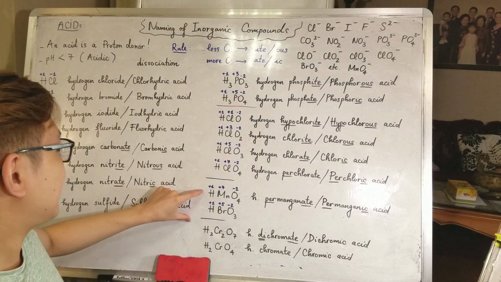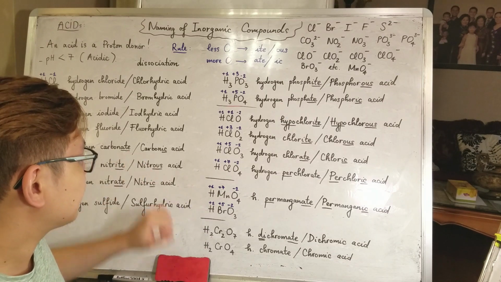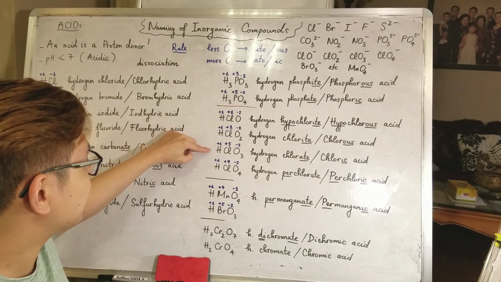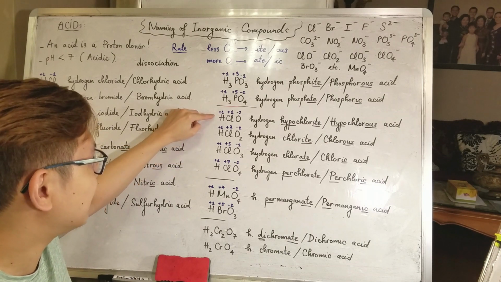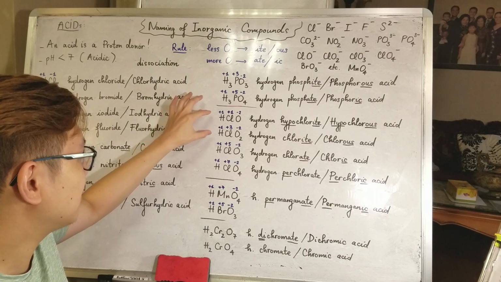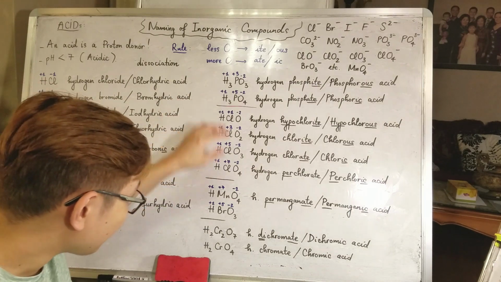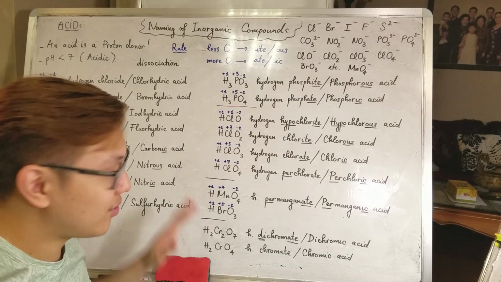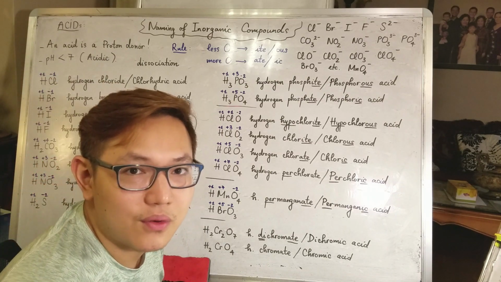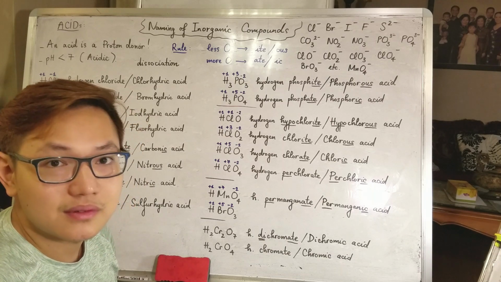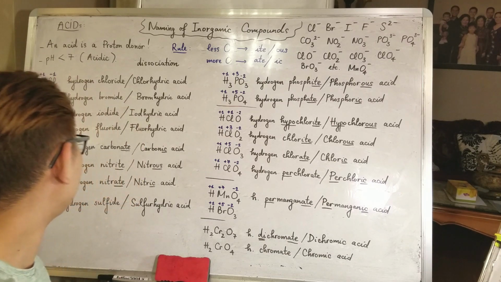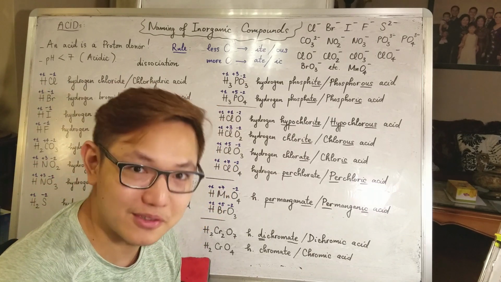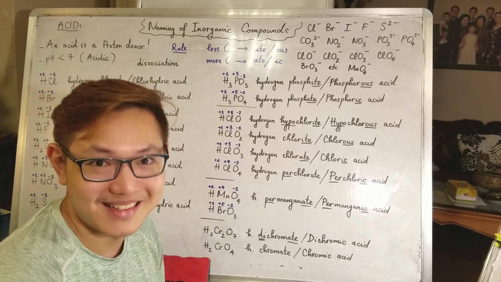Now, let's try these special cases. When you have so many options, there are so many forms of the chlorine-containing acids. So you can see here, there are 4 different forms. The question is, how could you know which one is which? How could you know which form exists? The answer is very simple but very painful. You just have to memorize it.